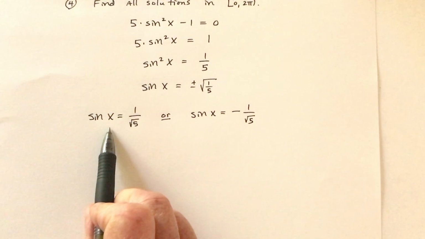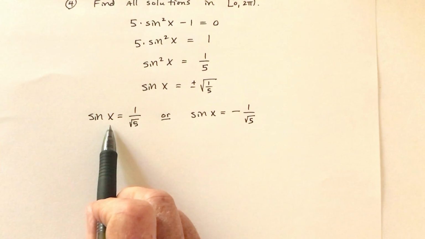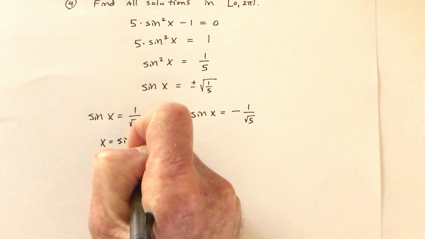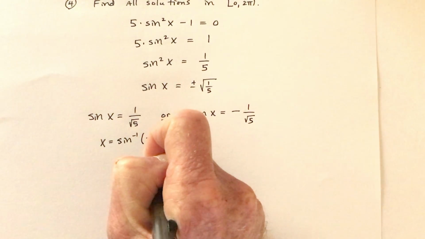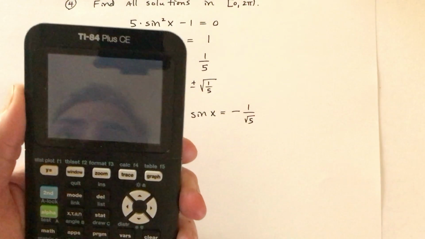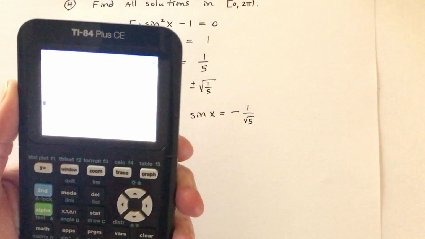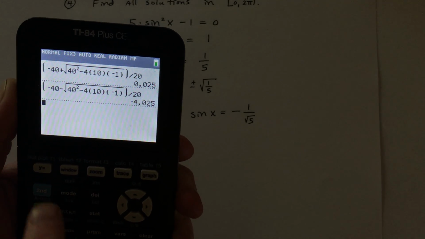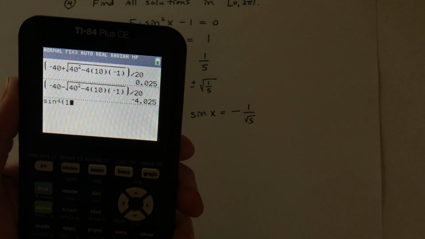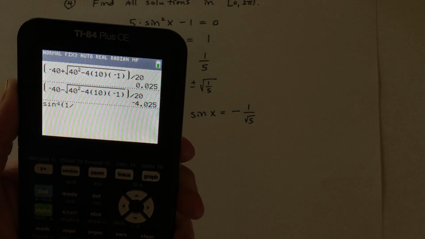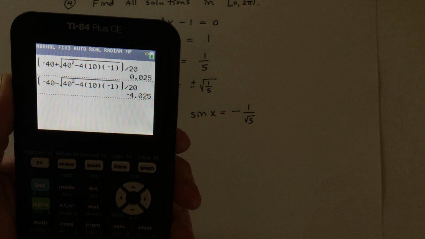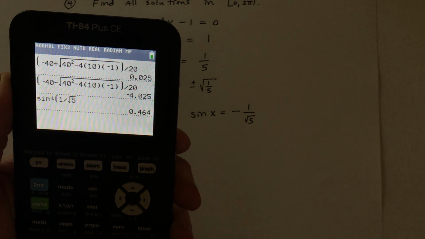Now, working on this one, take the sine inverse of both sides. So x will equal sine inverse of 1 over the square root of 5. And again, I'm going to need to use the calculator. So one thing I need to do is turn it on and then adjust the contrast and just go, what's sine inverse of 1 divided by the square root of 5. And by the way, if you don't put the last parenthesis, the calculator understands that, and it gives me the answer 0.464.